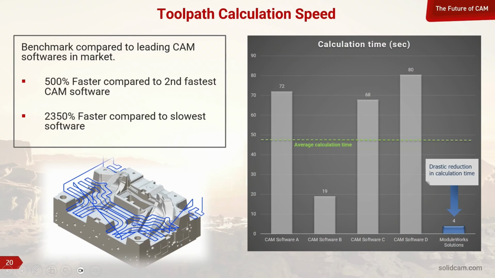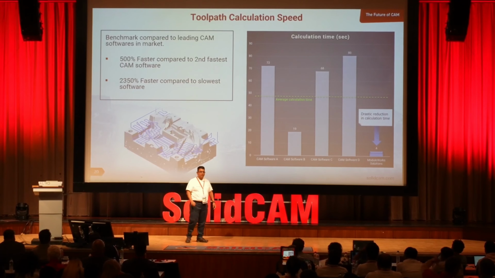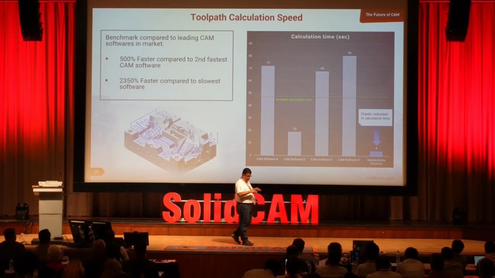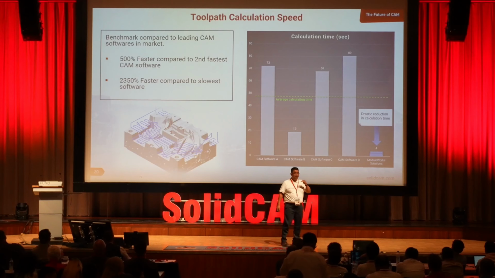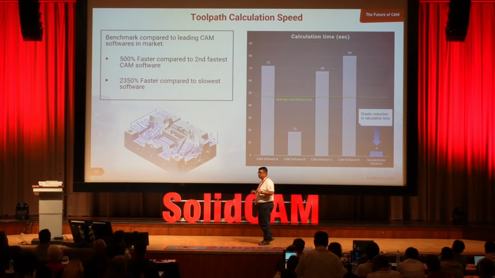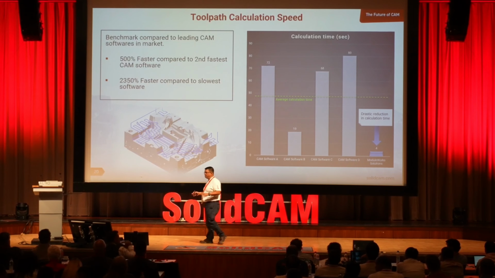So, 4 software packages were compared. I won't name them, but 4 of the top software packages, which take pride in telling everyone that they are the best in 3-axis, were compared against Pro3D HSR. Now, I'm talking about roughing. Calculation time of Pro3D HSR was 500% faster than the second best among the top 4. So it's a big difference between the calculation times. We are way, way faster than the competition.